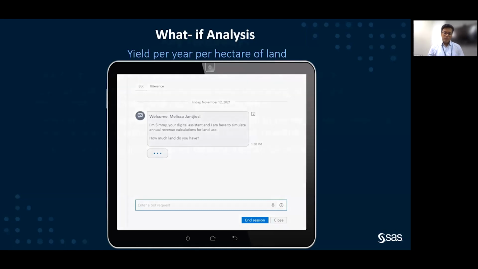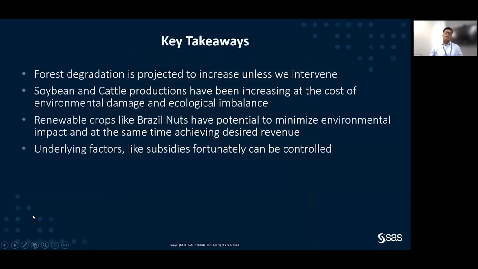So, going to the next slide. Now coming to the key takeaways. The first is obviously that forest degradation is projected to increase unless we intervene. So what are the ways that Dave has also shown in his analysis? How to build the fire stations, where to build them, and in this case also how to use the land optimally. Soybean and cattle production have been increasing at the cost of environmental damage.